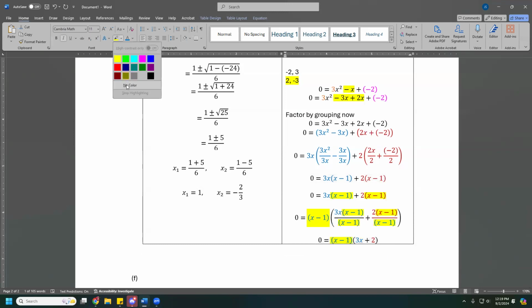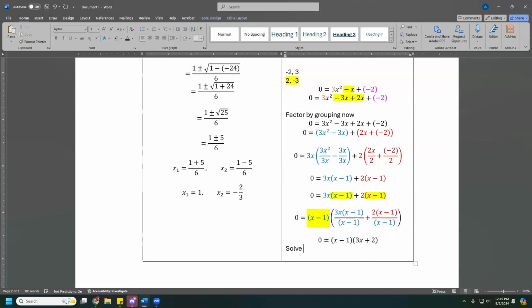So I know it looked horrible. I'm going to get rid of the highlighting on this, but I'm basically doing the same process that I did up here. Again, a lot of people just skip that and jump straight to this result. Now I don't need the color coding anymore. So at this point, now I could say solve using the zero product rule.